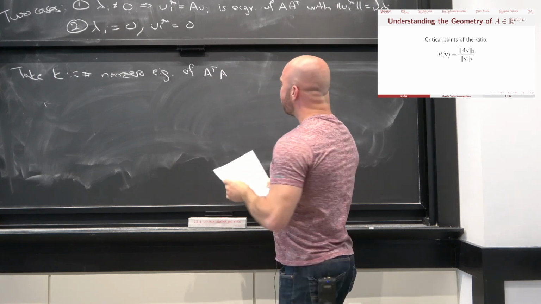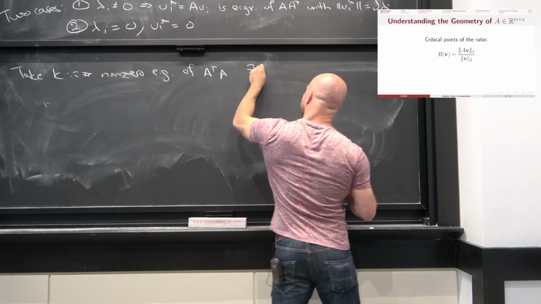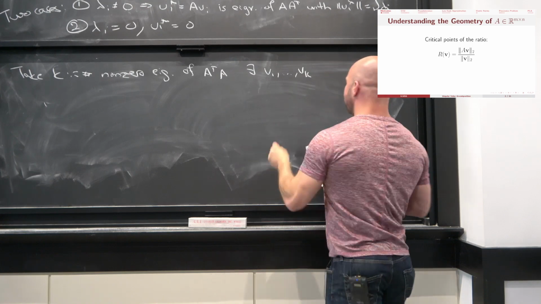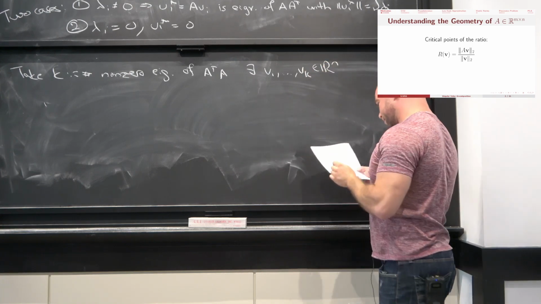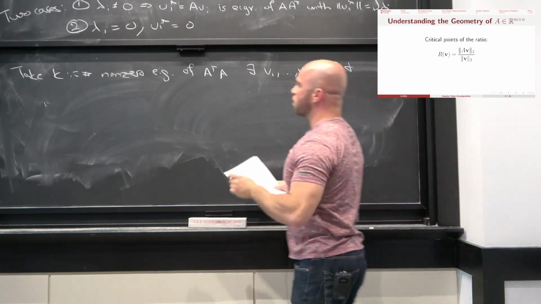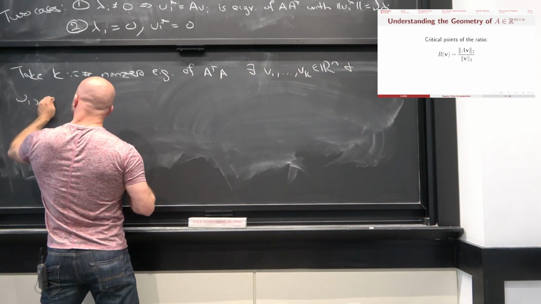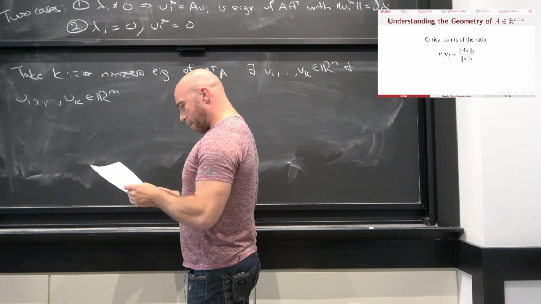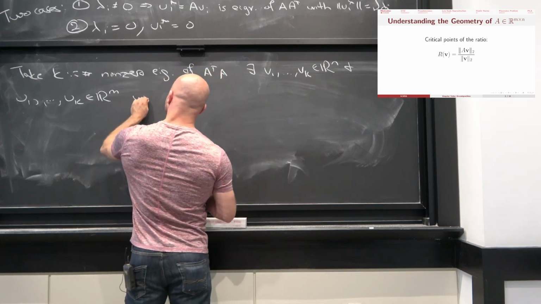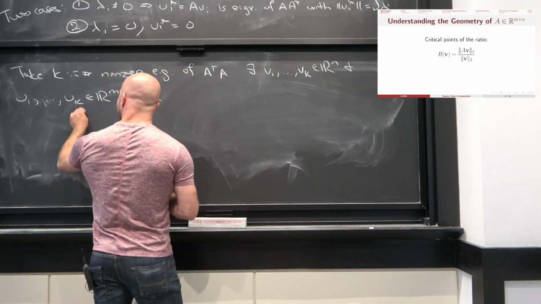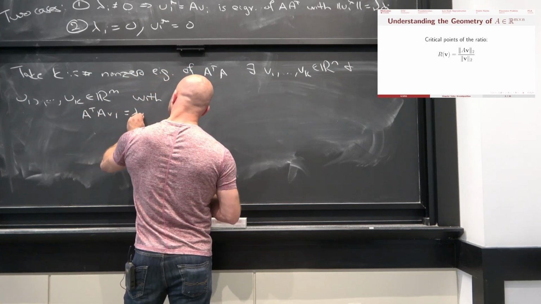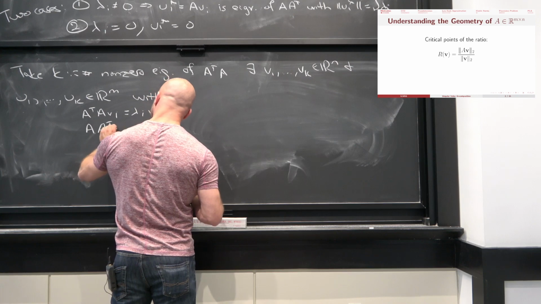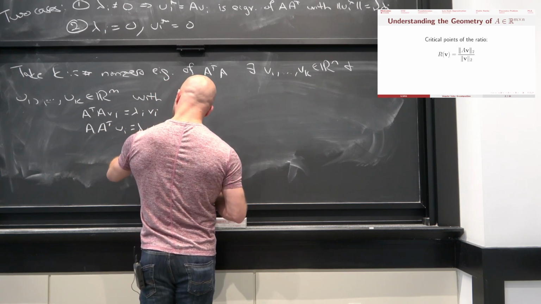Okay? Then, essentially, what we have is v1 to vk, which are going to be eigenvectors of A transpose A. These are in R^n, like that. And we're going to have corresponding u1 to uk, and I'm going to drop the star. We'll see why in a second, with a bunch of different properties, right? This is what's so cool. So we have A transpose A times vi is equal to lambda i vi, right? We're going to have A A transpose times ui is equal to lambda i ui.